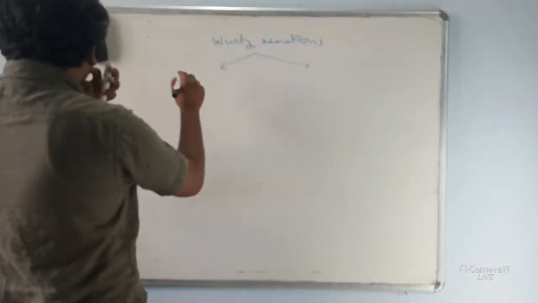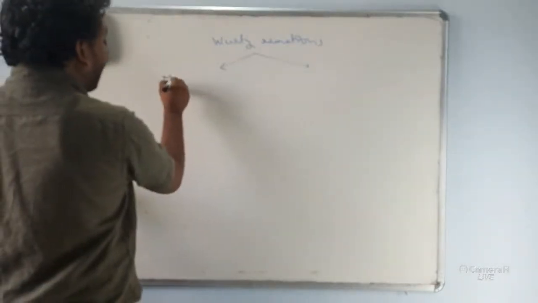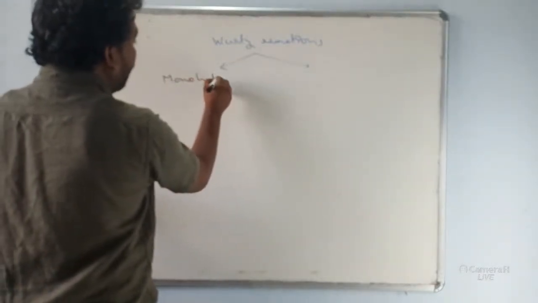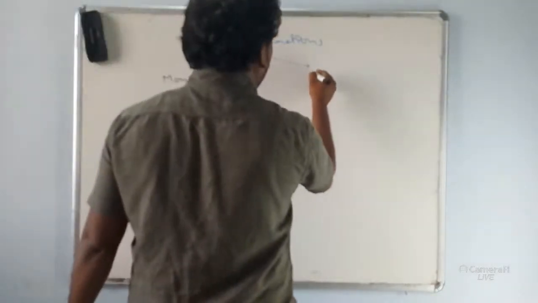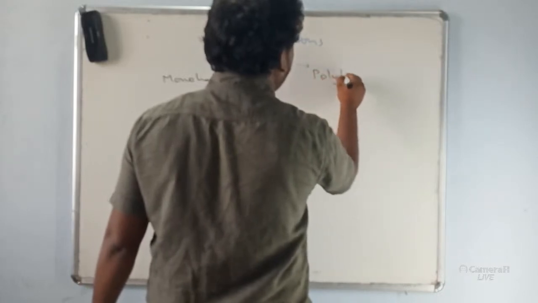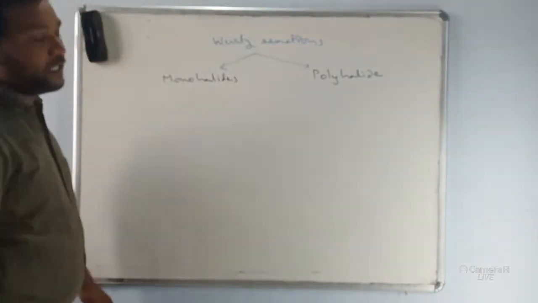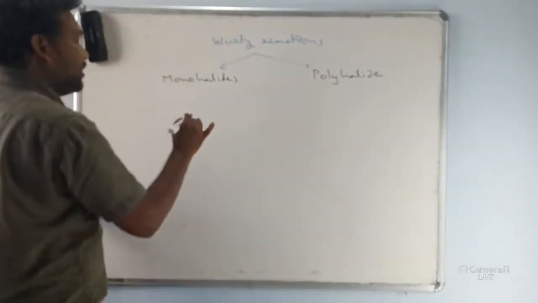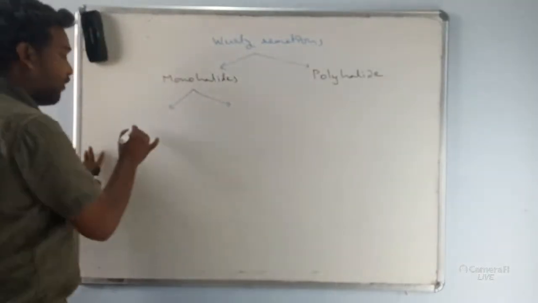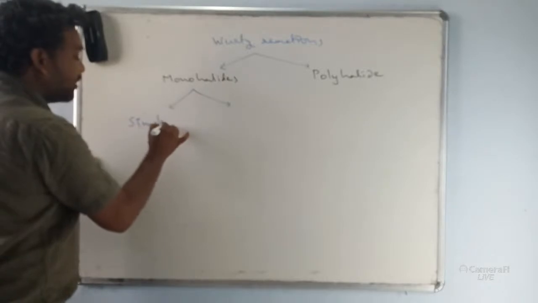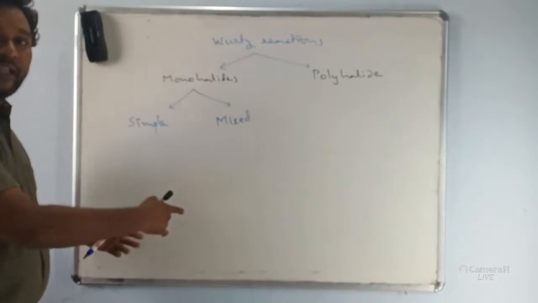Here I am dividing based on the number of halogens into two types. Monohalides means which contains only one halogen, and the Wurtz reaction in case of the polyhalides. Let's see how it will be in case of the monohalides and in case of the polyhalides. In the monohalide case, we have seen the two types: one is the simple and another one is the mixed. We discussed everything here.